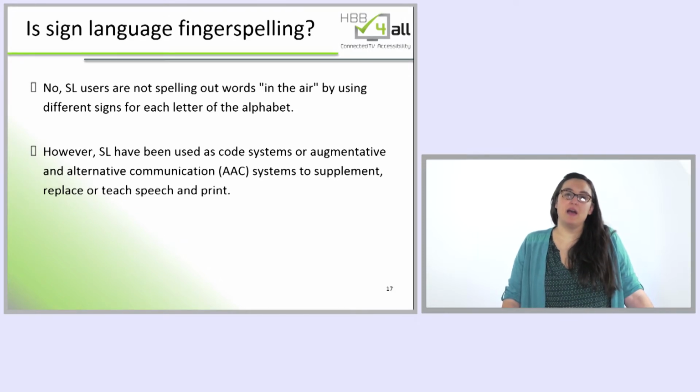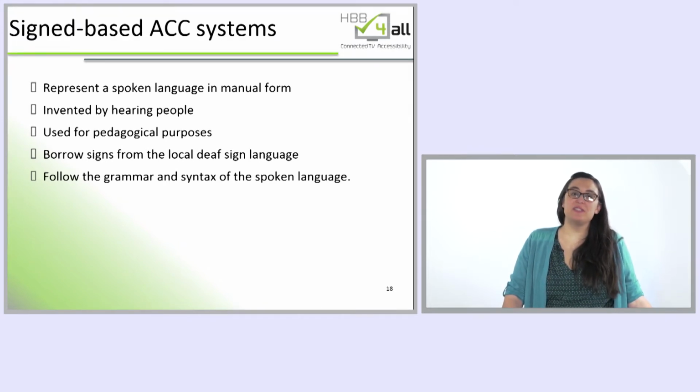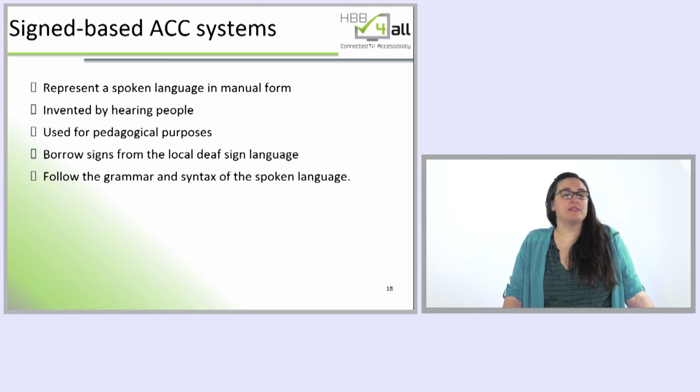But finger spelling has sometimes been used as a code system to replace spoken languages whenever a deaf person cannot access the spoken language. And it has been used to supplement or replace spoken language and teach speech or print. So finger spelling is one of these alternative communication systems. Sign-based alternative communication systems sometimes use the same signs of the national sign language of the territory, but they represent the grammar and the structure of the spoken language in the manual form. So they are not following the sign language grammar.